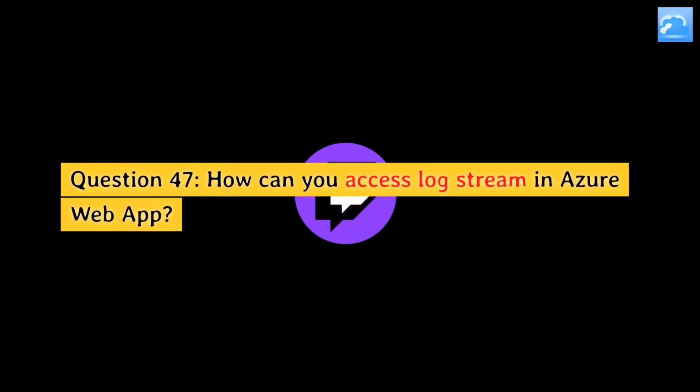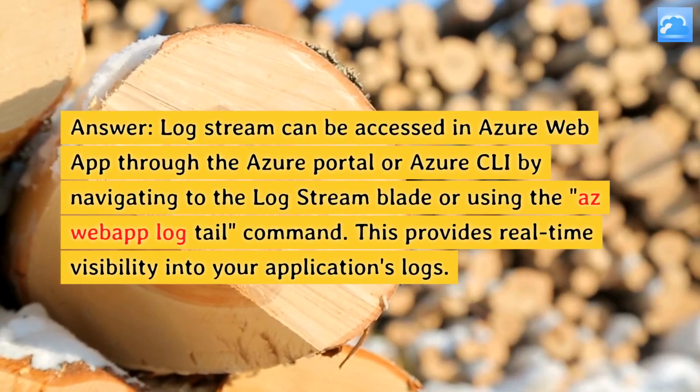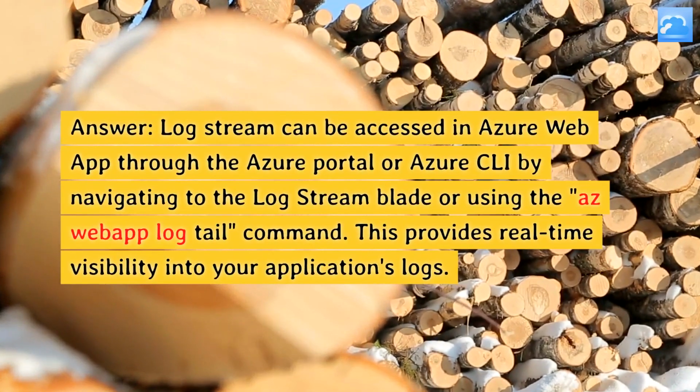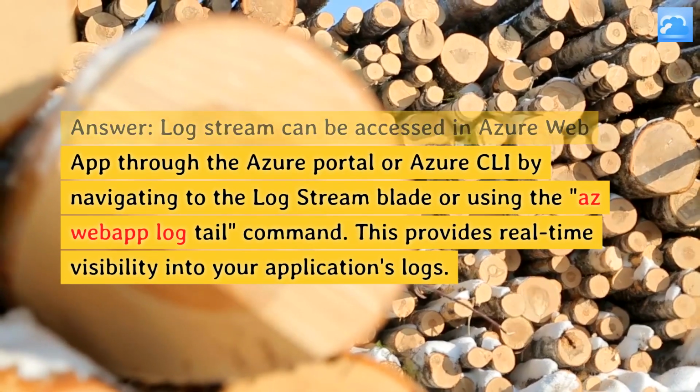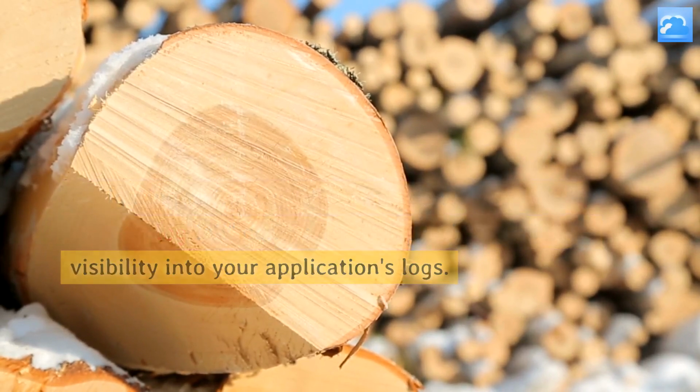Question 47. How can you access log stream in Azure Web App? Answer. Log stream can be accessed in Azure Web App through the Azure portal or Azure CLI by navigating to the log stream blade or using the Azure Web App log tail command. This provides real-time visibility into your application's logs.